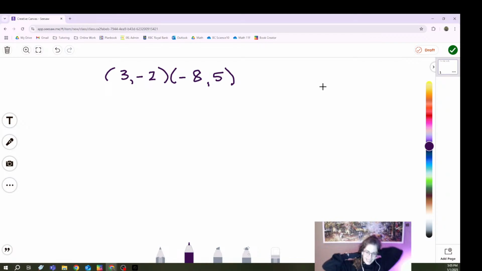So here's my 2 points. How do I find the slope? Okay, so you want to go 3 minus a minus 8. Then what?